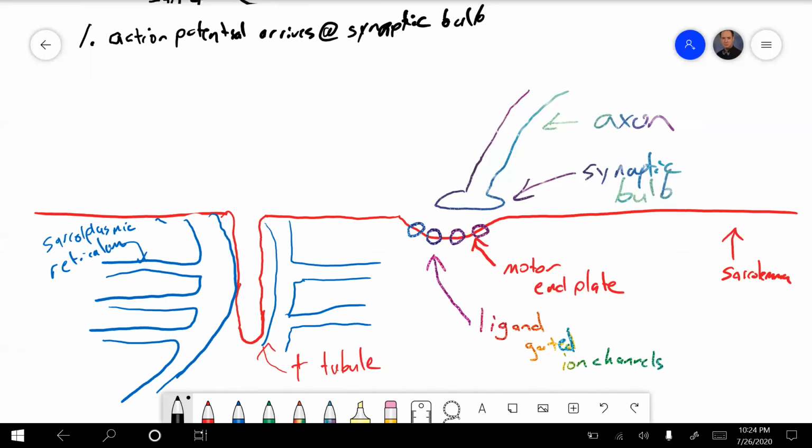Now this is voluntary, right? This is from the nervous system, the brain, the spinal cord. So that electrical impulse travels down that axon and then gets to the synaptic bulb. When it gets to the synaptic bulb, what's going to happen is that it's going to open voltage-gated calcium channels.